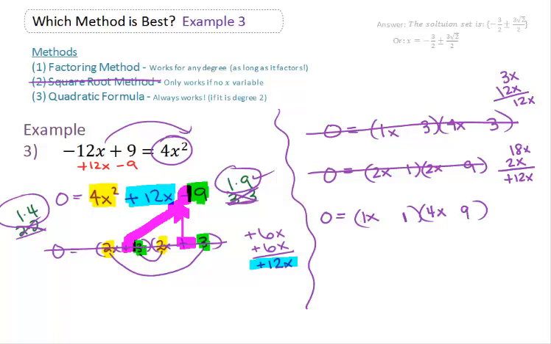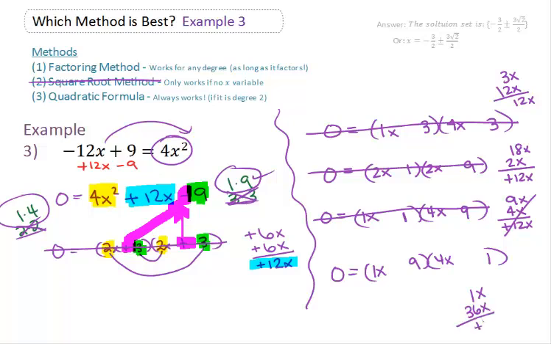If I did that, my outside would be a 9x, my inside would be a 4x, and again, that would not work to give me a positive 12x. So that doesn't work, and I only have one more choice of factoring this. Keep my 1x and my 4x, but switch my 9 times 1. My outside here would give me a 1x, my inside would give me a 36x, and that definitely would not work to give me my 12x in the middle.